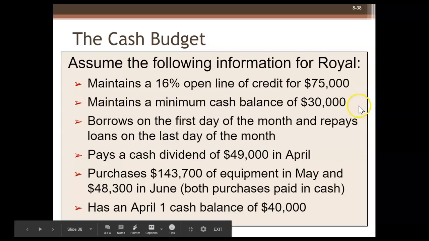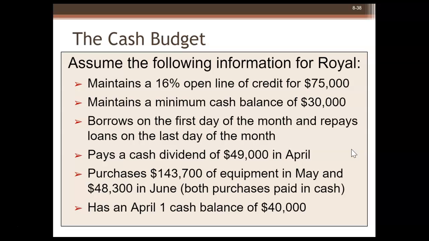Let's take a look at it. So, assume the following information for Royal. They have a 16% open line of credit, so they can borrow money from a bank at any time at a 16% interest rate. That's an annual rate. Sometimes they'll give you a monthly rate. If the interest rate is like 1 or 2%, it's probably monthly. If it's closer to 10 or higher than 10, it's probably an annual amount.